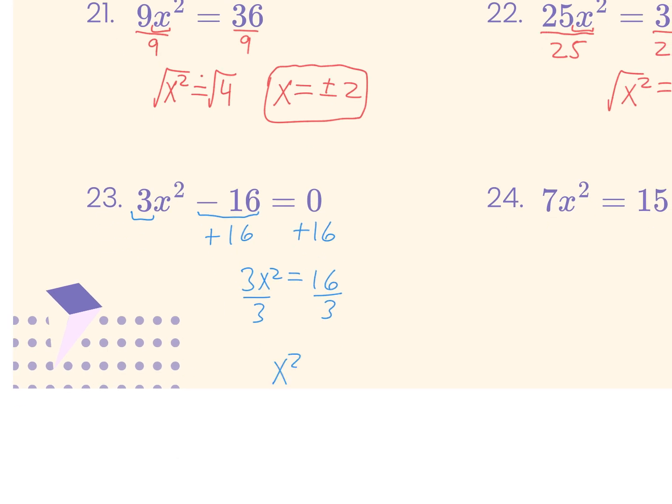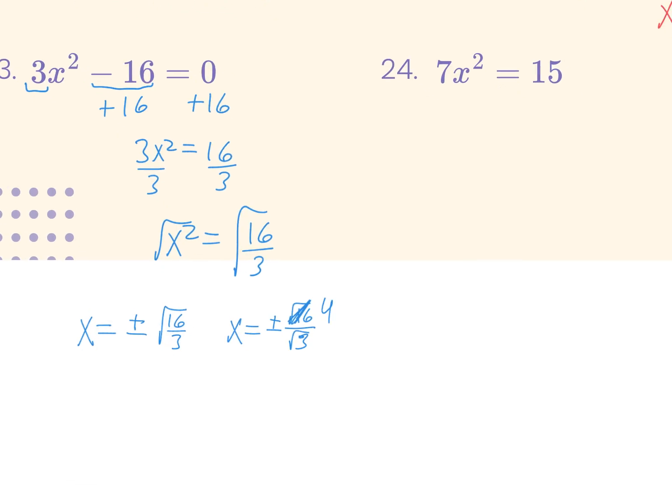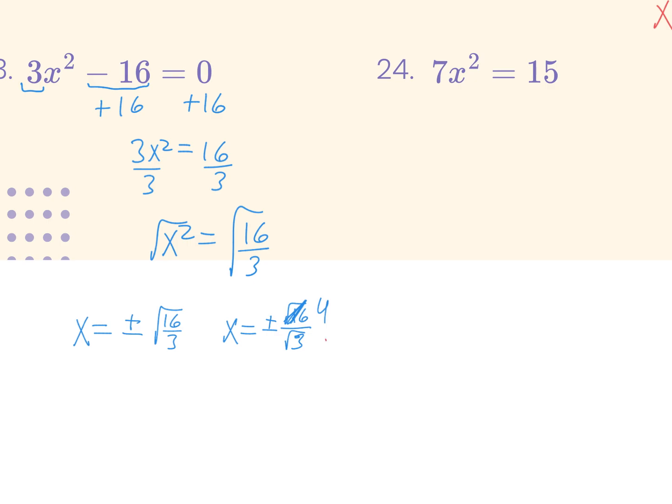And so I get x squared equals 16 over 3. And then once again, I can square root both sides. And so I get x equals plus or minus the square root of 16 over 3. Once again, you always want to split up the radicals. So it's going to be x equals plus or minus the square root of 16 over the square root of 3. Now the square root of 16 becomes the whole number 4, but I still have a radical in the bottom. To get rid of that radical in the bottom, we can multiply the top and the bottom by the square root of 3.